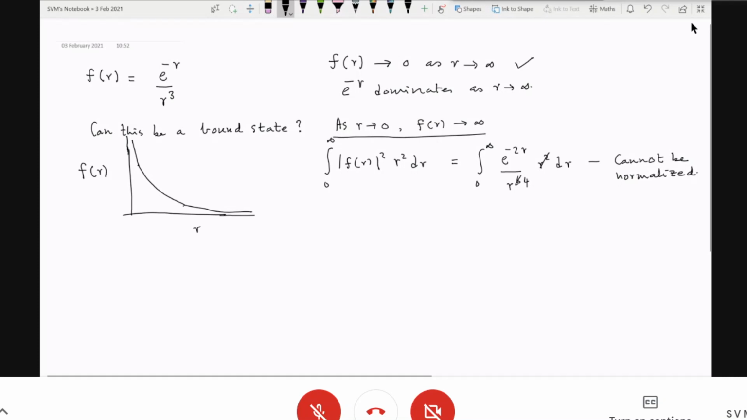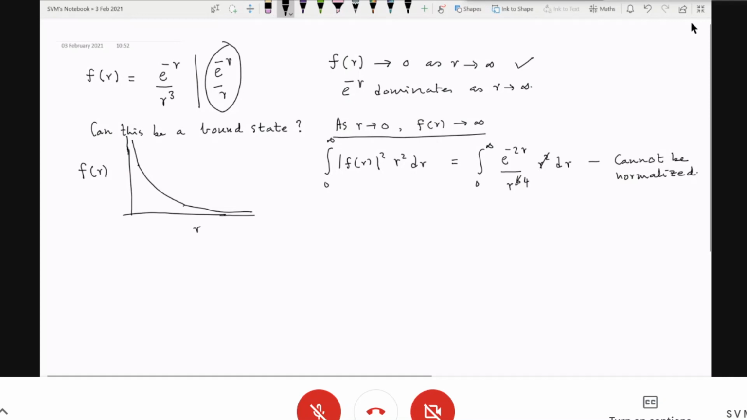But instead of this r cube, suppose you have e to the minus r by r, a function like this. Then this r square and this r square will cancel, and you can normalize that function. So this cannot be a wave function because we will not be able to normalize it. The total probability integral has to be finite so that the normalization gives the total probability as 1.